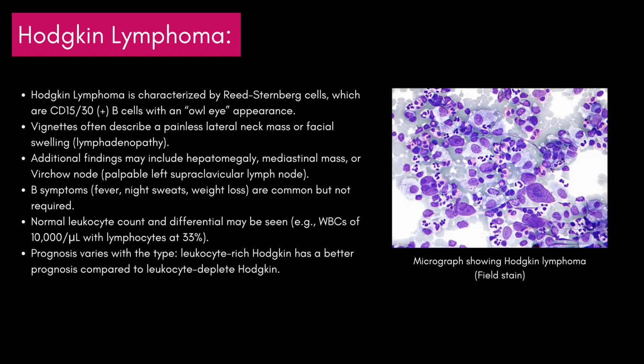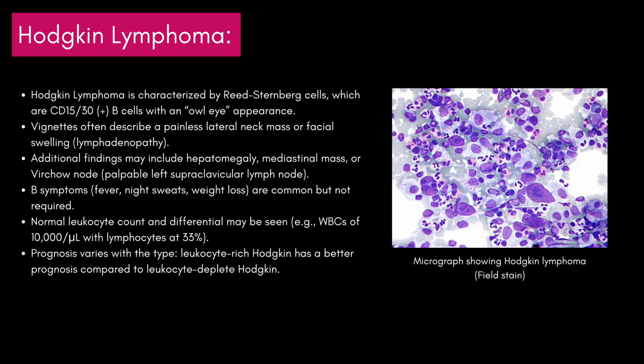Let's next take a look at Hodgkin lymphoma. Hodgkin lymphoma is characterized by Reed-Sternberg cells, which are CD15 or CD30 positive B cells with an owl eye appearance. Vignettes often describe a painless lateral neck mass or facial swelling, lymphadenopathy. Additional findings may include hepatomegaly, mediastinal mass, or Virchow node, a palpable left supraclavicular lymph node. B symptoms, fever, night sweats, weight loss, are common, but not required.